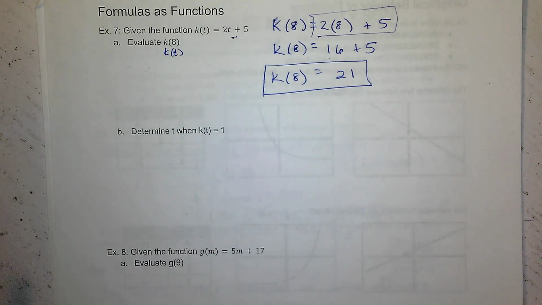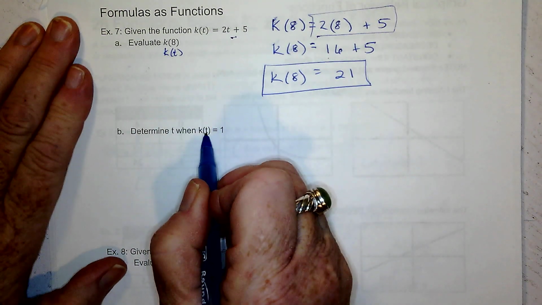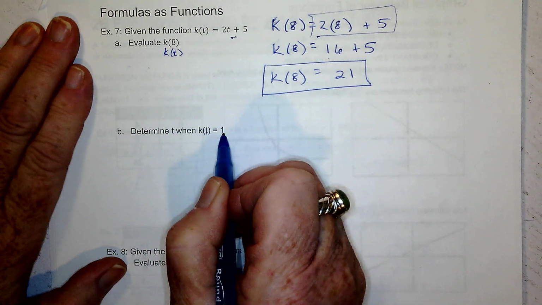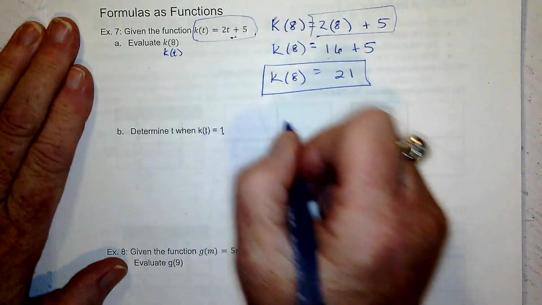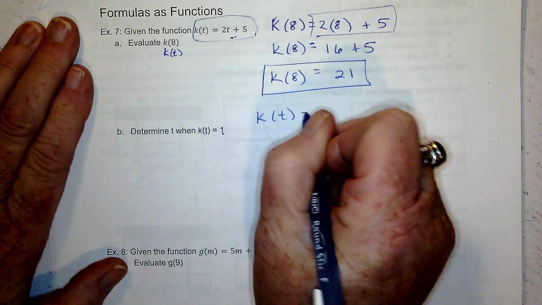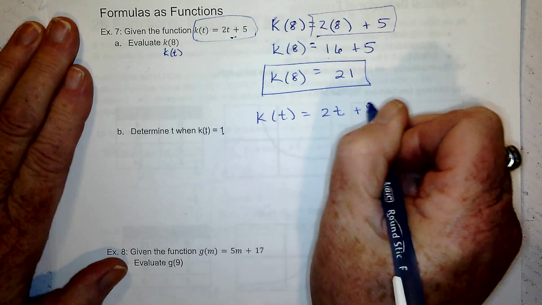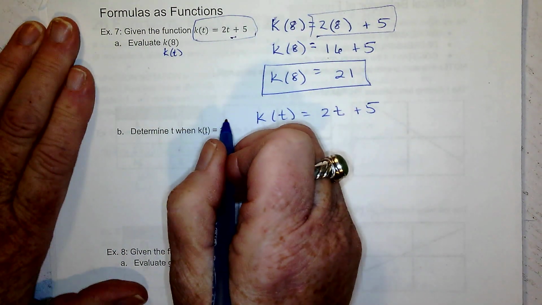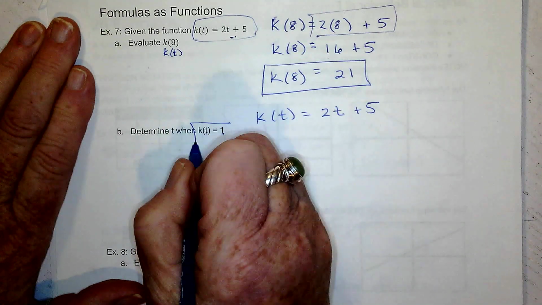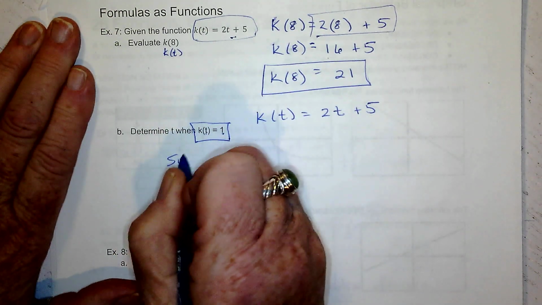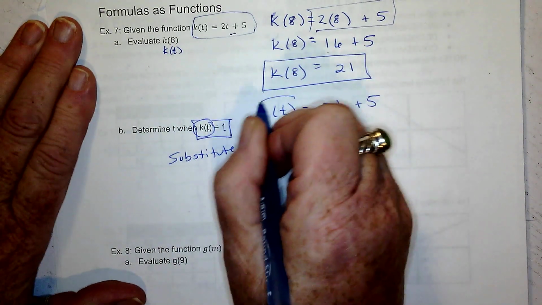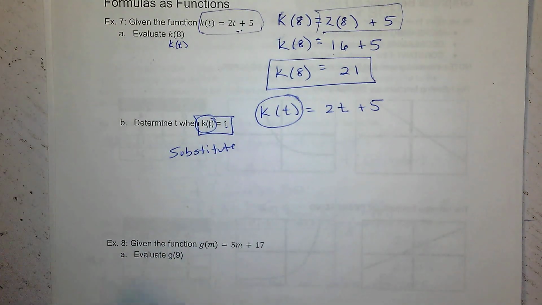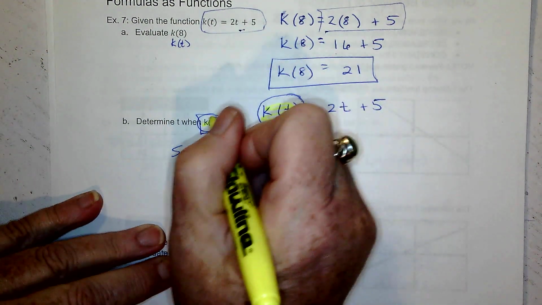It says determine t when k of t is equal to 1. So we need to know what the input is here because we know the output is 1. Well, for this one, I like to rewrite the entire equation. Now, the thing that students have told me helps them understand this the best is we're going to substitute where the k of t is, which is this right here. They are the same thing. This is k of t. This is k of t.